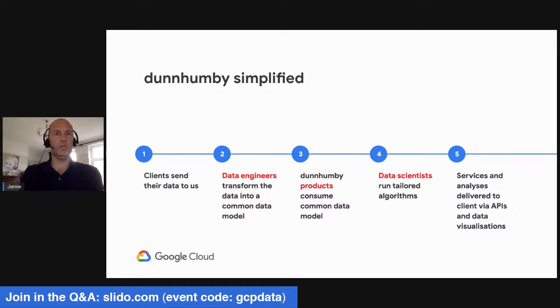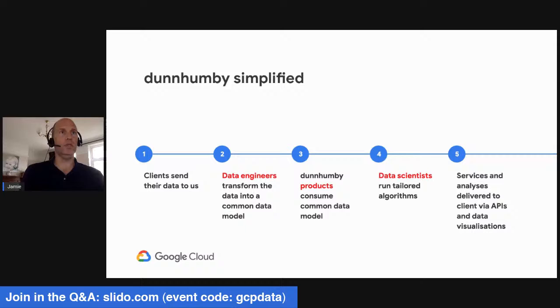So we have products that sit upon that common data model, that consume data from that data model, and we have products in the three areas that I talked about, which are category management, price and promotions, and media. We have legions of data scientists which run algorithms upon that data. A lot of the work that we do is offering bespoke consulting to a lot of our clients over and above the products that we offer, and we do that with our teams of data scientists that we have throughout the world. And typically we deliver our services and analyses back to our clients via APIs and data visualizations.